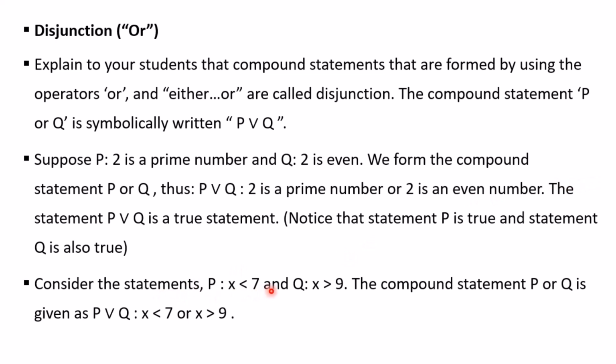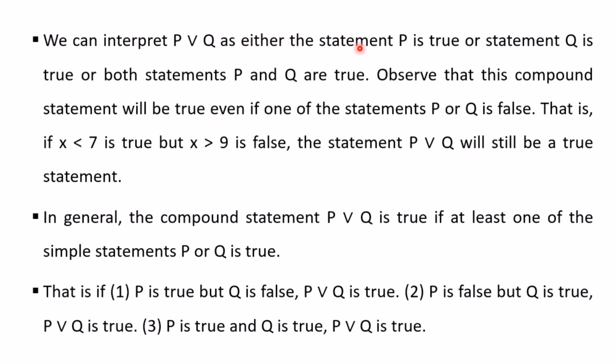Now, when we consider this one, S is less than 7, and Q is S is greater than 9. So the compound statement P or Q becomes S is less than 7 or S is greater than 9. We can interpret this statement as either the statement P is true or the statement Q is true, or both statements P and Q are true. So you observe that the compound statement will be true even if one of the statements P or Q is false, because here we are saying this or that. So even if one is true, then our statement is a true statement.